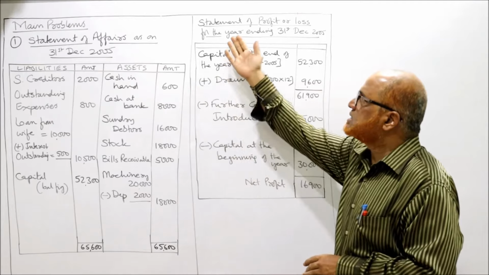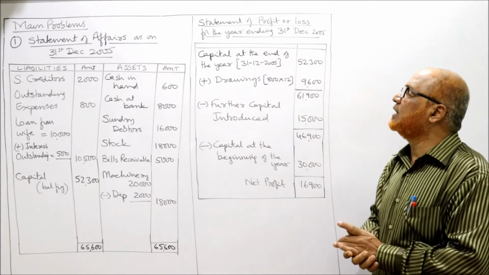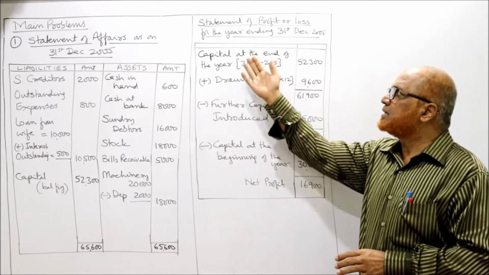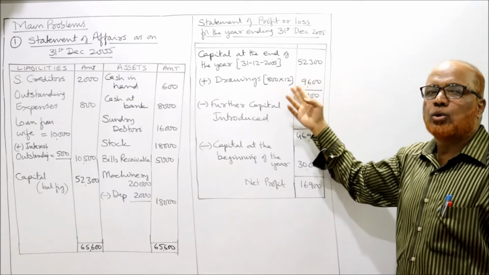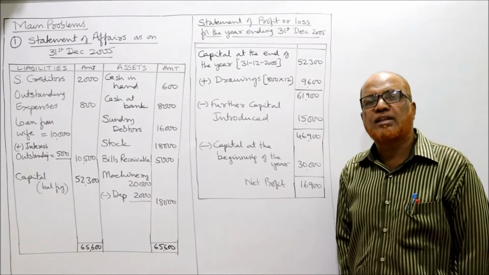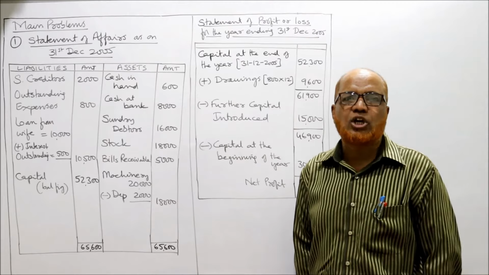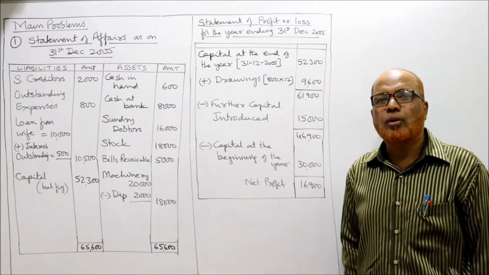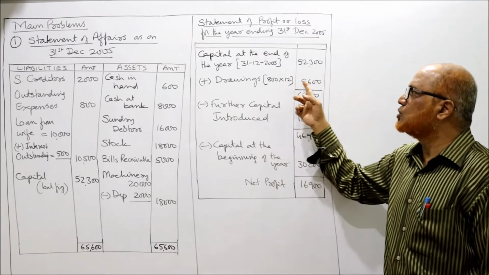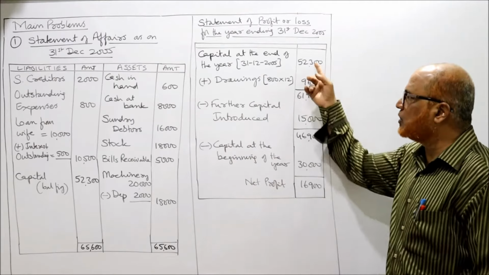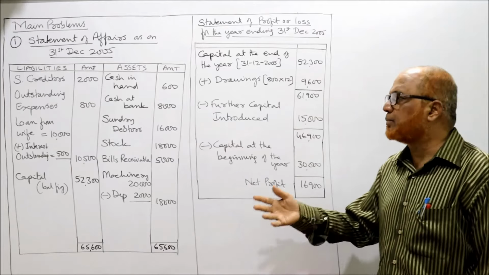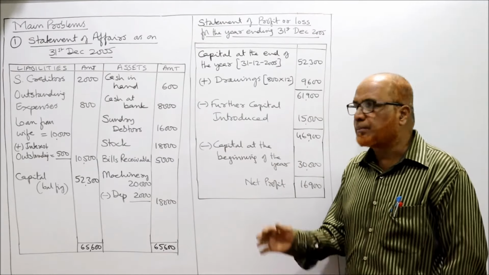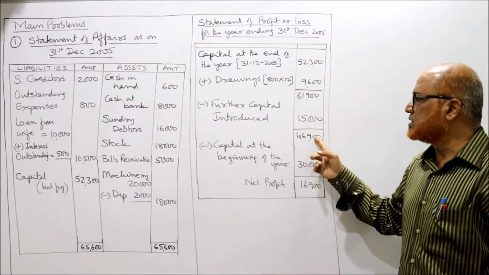So here you can see the statement of profit or loss for the year ended 31st December 2005. Capital at the end of the year, 31st December 2005, just now we have calculated, 52,300. To this we add drawings. It is given in the problem every month he has withdrawn 800 rupees. So monthly 800 into 12, 9,600 is the drawing. Add up the drawing. Less further capital introduced. During the year, further capital is introduced, 15,000. Subtract 15,000. We'll get 46,900.